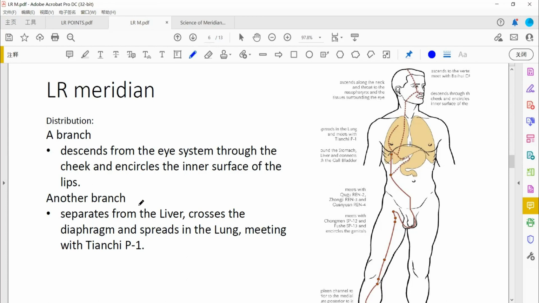And another branch separates from the liver, crosses the diaphragm, and spreads in the lung, meeting with 天池 PC1, which is around here, PC1.